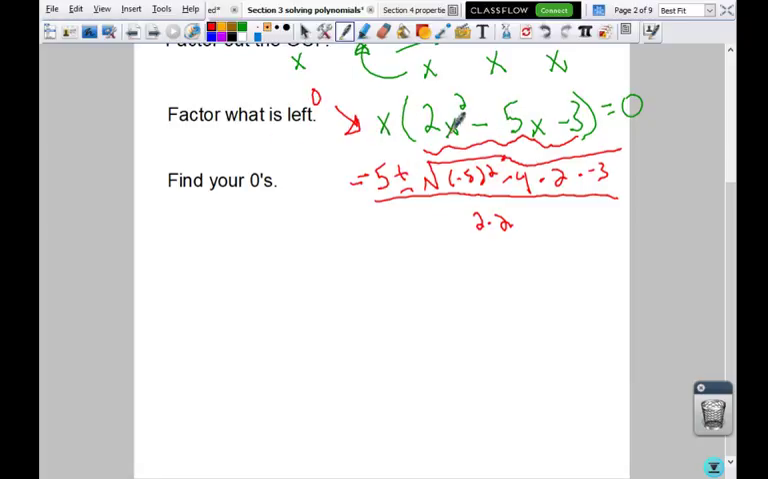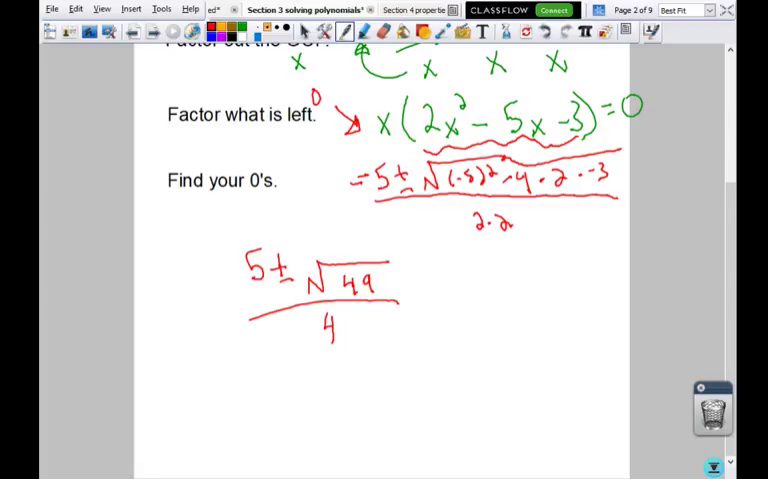Now I need to figure out what I can plug in for these x's to make the whole thing 0. And I'm going to use my quadratic equation. So I just set up my quadratic equation, that's all I did. Now I'm going to go through and solve it. Negative negative 5 is positive 5, plus or minus the square root of, let's see, 25 minus, 8 times 3 is 24. Negative 8 times negative 3 is positive 24. 25 plus 24 is 49. And then the whole thing is divided by 2 times 2, which is 4.